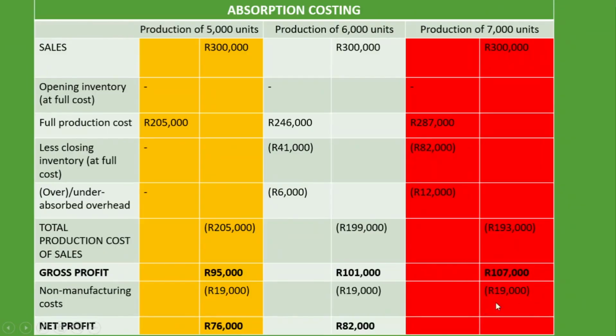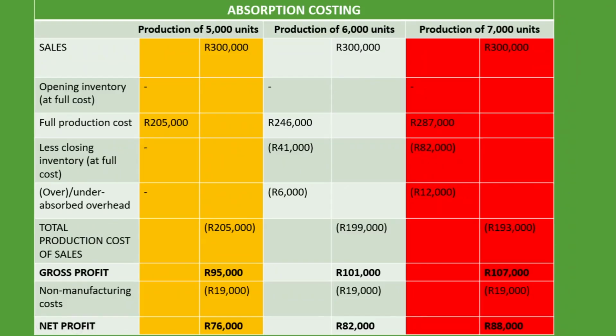107,000 rand minus 19,000 rand gives us a net profit of 88,000 rand. So if you are asked what the weakness of absorption costing is, the weakness may be that the production manager may decide to produce so much inventory, which will inflate their profits. And like I mentioned in the examples before, it's because the fixed production costs will always be tied to inventory.